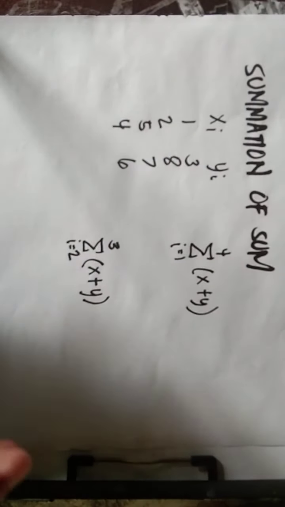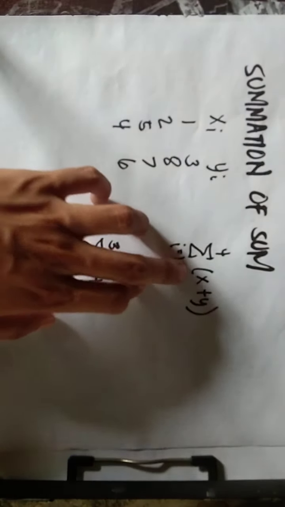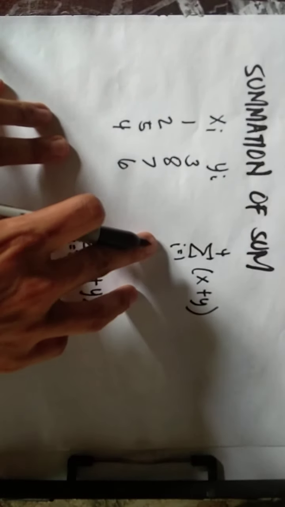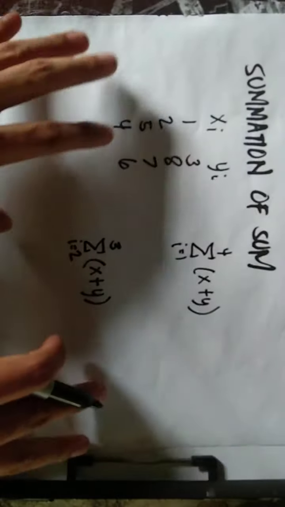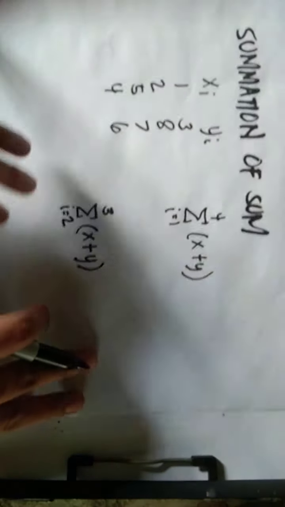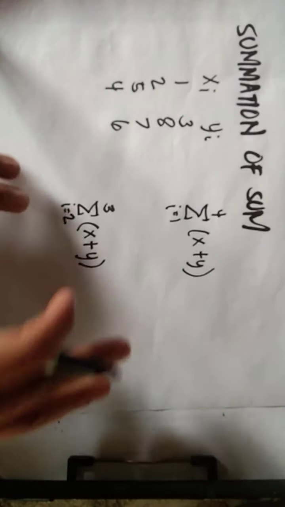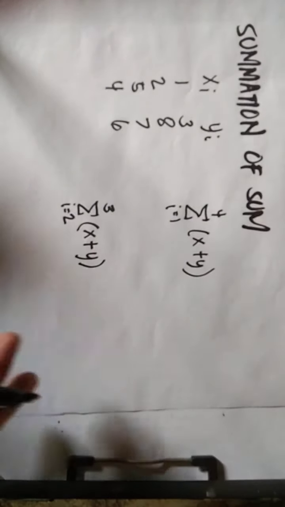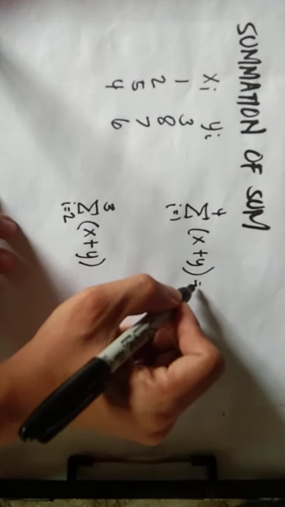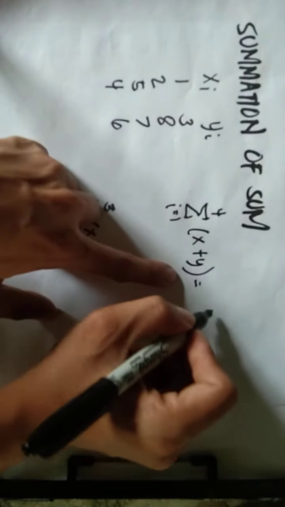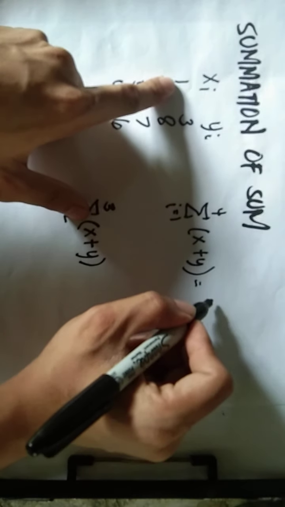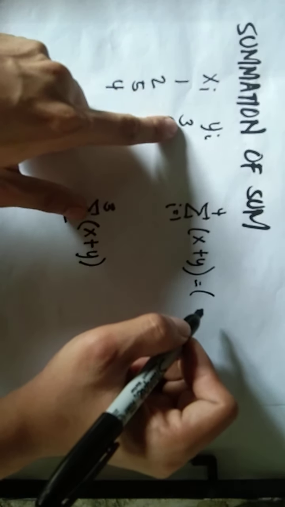So we are being asked, what is the summation of x plus y when i is equal to 1 to 4? So ang gagawin natin dito is ipag-plus muna natin yung kanyang value. So yung ating x sub i muna. So yung x sub i natin, ipag-plus natin sa y sub i natin.